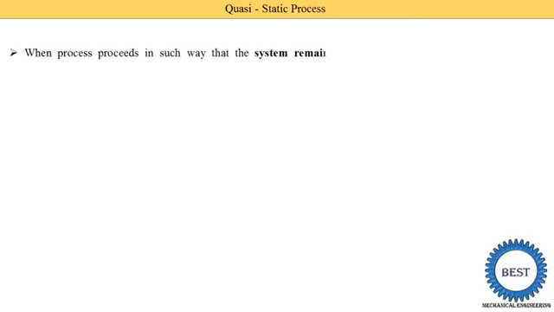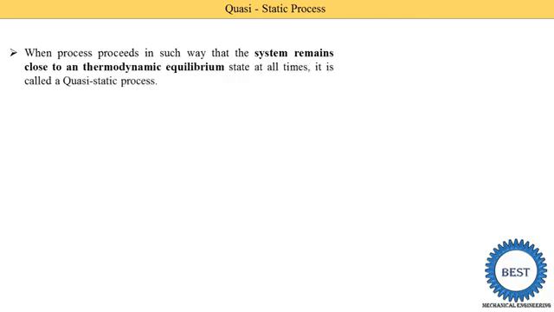Quasi-static process means, when we say process, it is any process. You know that there are various types of cycles. In a cycle there are a number of processes. So when a process proceeds in such a way that the system remains close to thermodynamic equilibrium state at all times, it is called a quasi-static process. Means in a cycle there are a number of processes, and during this particular process the system remains close to thermodynamic equilibrium.